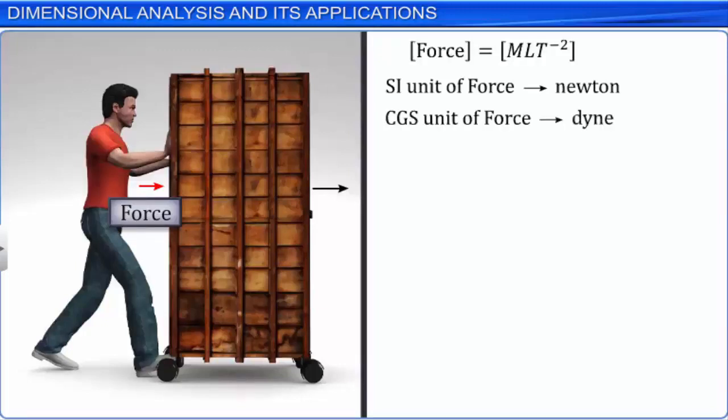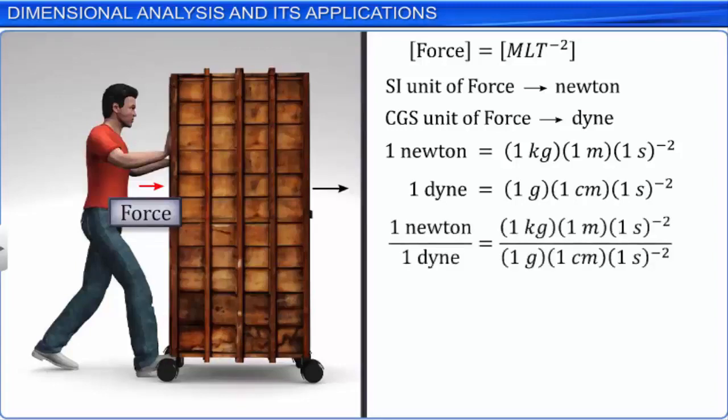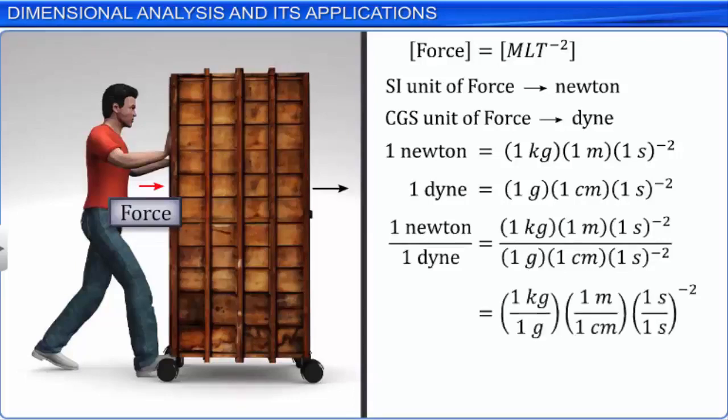Hence, 1 Newton is equal to 1 kilogram into 1 meter into 1 second power minus 2. Similarly, 1 dyne is equal to 1 gram into 1 centimeter into 1 second power minus 2. Now, we divide 1 Newton by 1 dyne and then find the ratio of Newton to dyne as shown. Thus, 10 power 5 is the conversion factor to convert Newton to dyne.